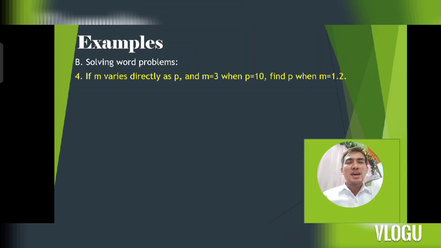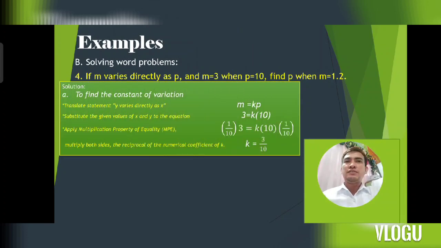Okay. So again, m is 3, p is 10. Find p when m is 1.2. All right. So to find the constant of the variation, again, translate the statement to y varies directly as x. So that could be m is equal to kp.